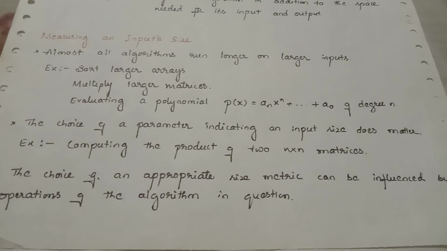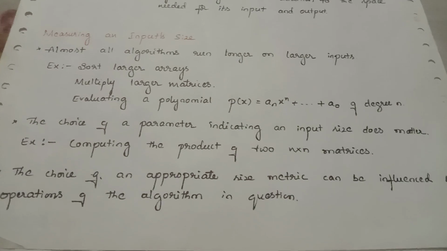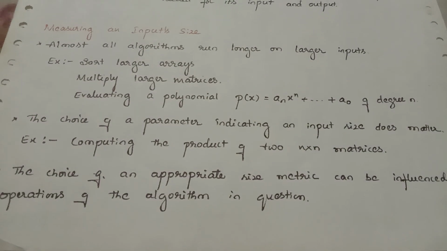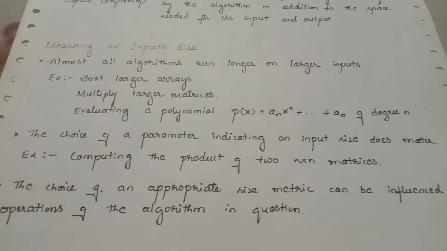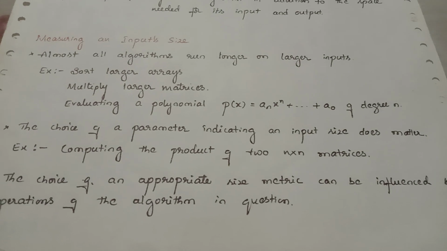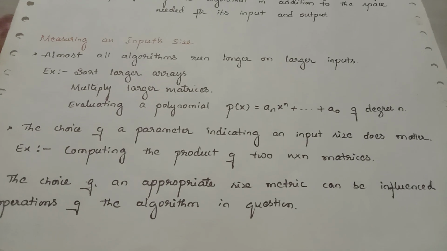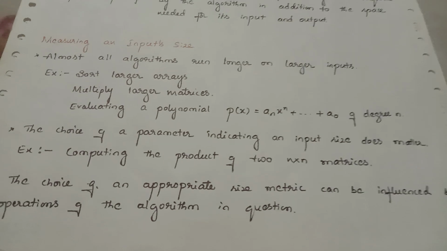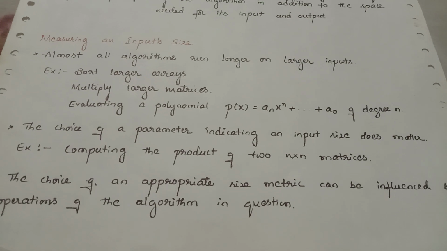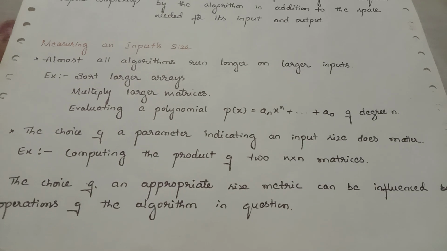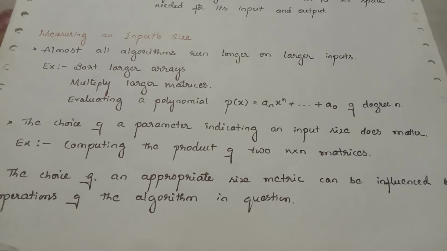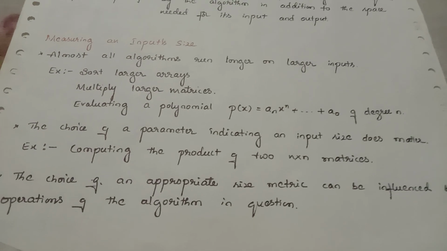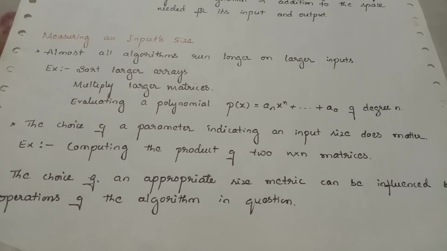The second example is multiplying larger matrices. When a small matrix is given, you can multiply it very easily. When large matrices are given, as the size of the matrices increases, the time taken to do the multiplication also increases. Therefore, it is logical to investigate an algorithm's efficiency as a function of some parameter n indicating the algorithm's input size. That is, the very first thing is to see what the size of the input is which we are going to give.